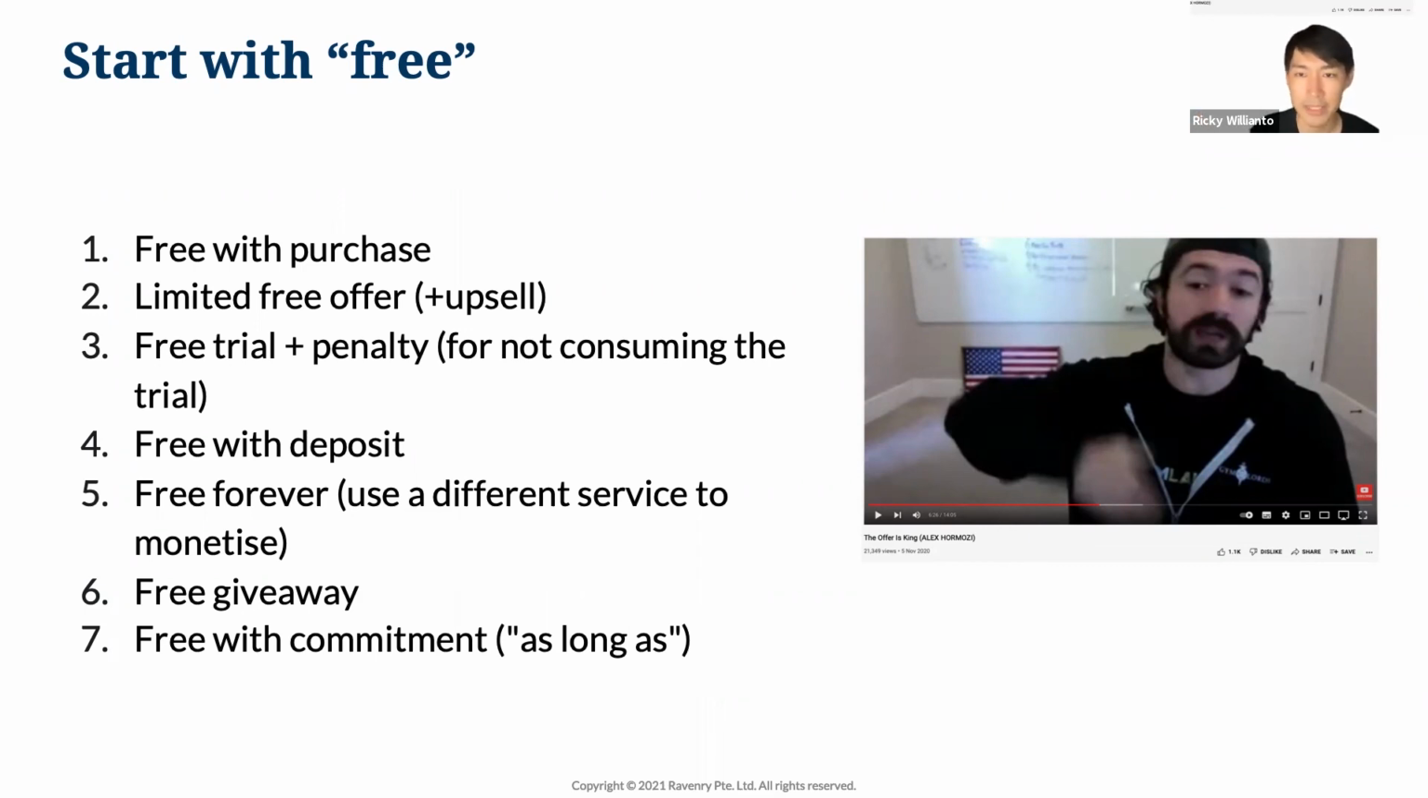Second one is limited free offer plus upsell. So essentially, it's like free with very limited capability. For example, the consultation or the SEO audit for your website is free. I'll do all the UI/UX audit, the SEO audit, whatever, for free, and I'll give you a report for free. But the follow-up, the service that I offer in terms of suggestions or recommendations to make your website better, is not free. You have to pay me for that.